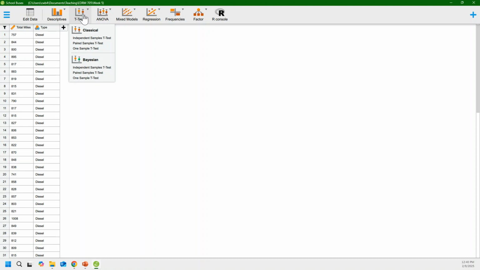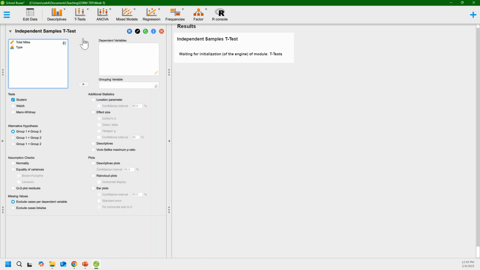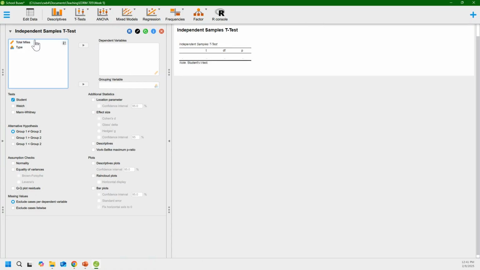So I go through this t-test menu, go to independent samples t-test, and this is my menu here. You put your quantitative variable in the dependent variables group, and then the categorical variable that identifies the group membership of each observation goes in the grouping variable. Now, I'm going to uncheck some stuff because I'm not ready to see all of that. What I want to see is some descriptives. So over here in this additional statistics menu, I see descriptives here.